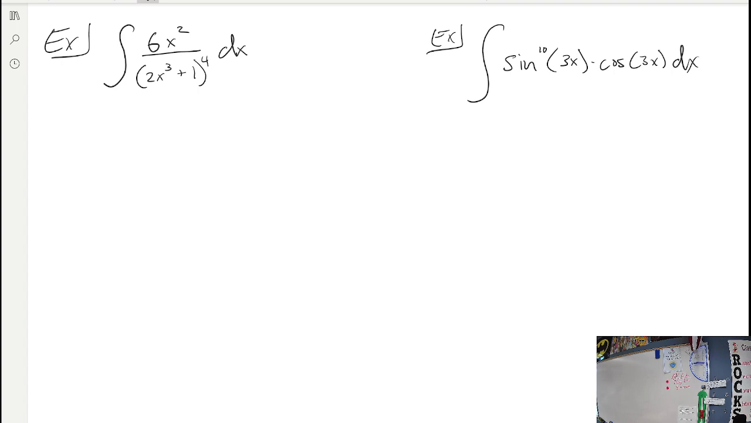Oh yeah, okay, that makes sense. The antiderivative of that. See, what I did is I just built a u on the top.